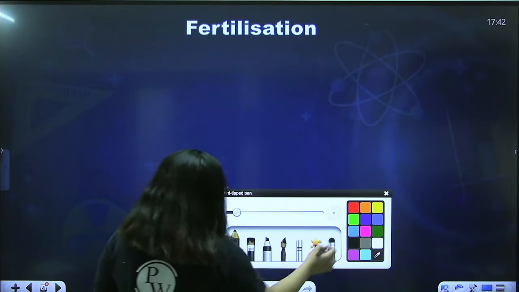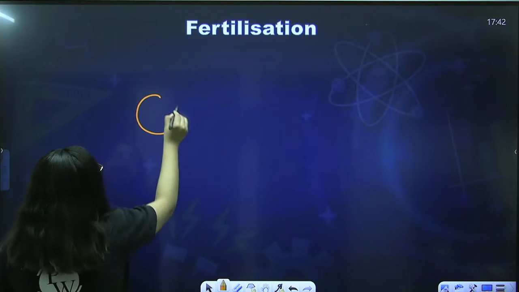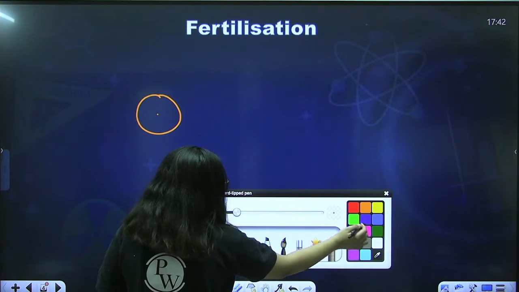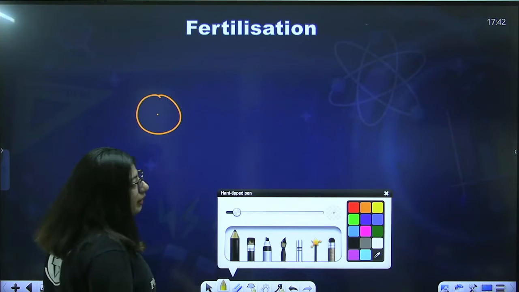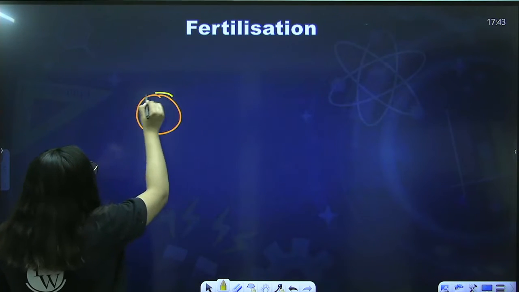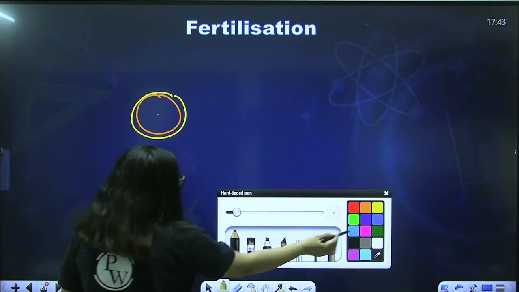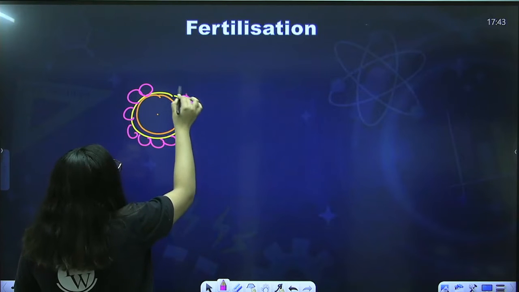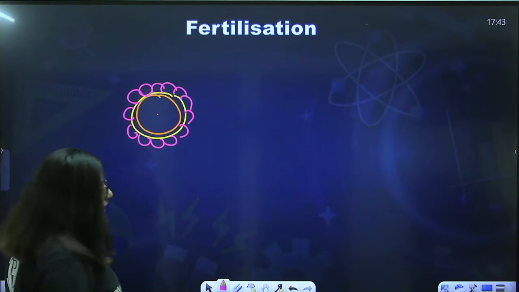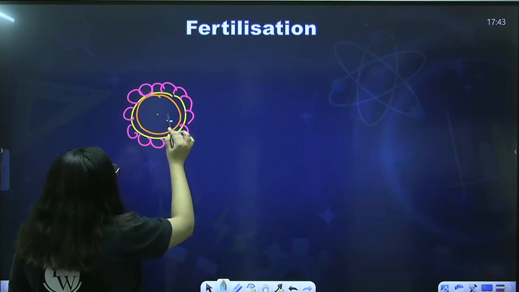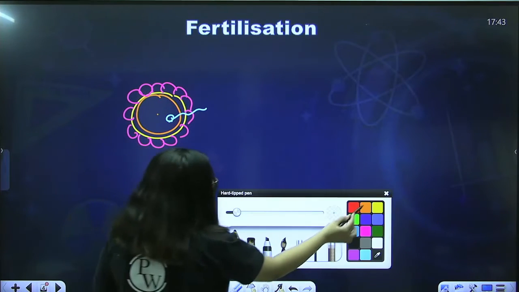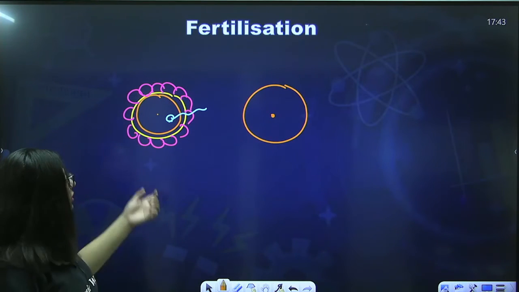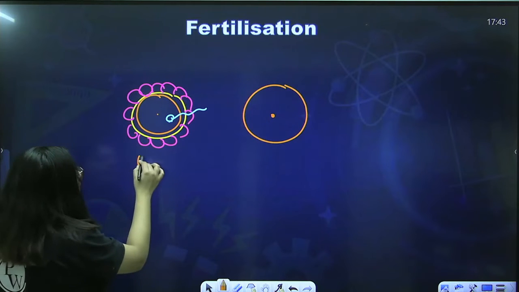The oocyte has been released from the ovary. It has entered the fallopian tube. It has a number of layers like zona pellucida and corona radiata. Now the sperm has entered inside the oocyte, digesting all these layers. As soon as the sperm enters the cytoplasm, this oocyte gets converted into ovum.